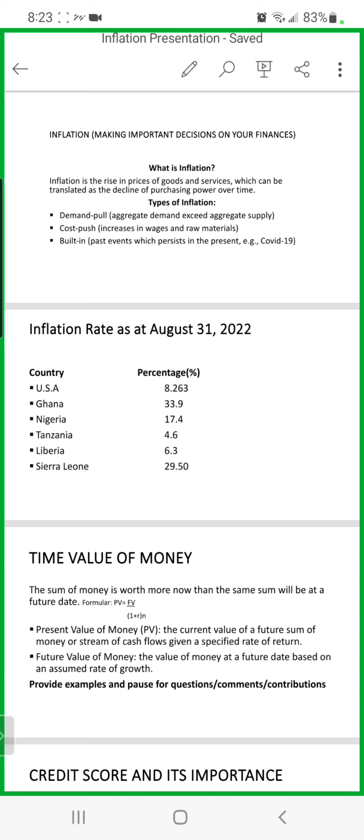So let's go to the next slide, which is the second slide. I just want to show you, I just picked a few countries as immigrants. So United States, at the end of August, our inflation rate is 8.263%. If you are from Ghana and you are investing in Ghana, the value of your money has depreciated. Inflation is 33.9, say 34%, at the end of August. Per the news today, inflation in Ghana is 40%.